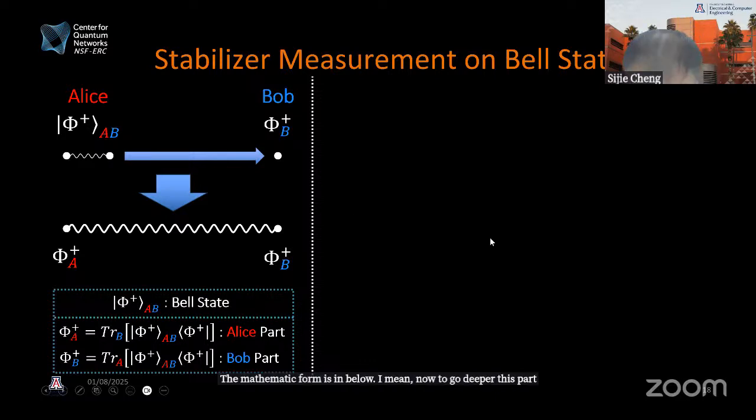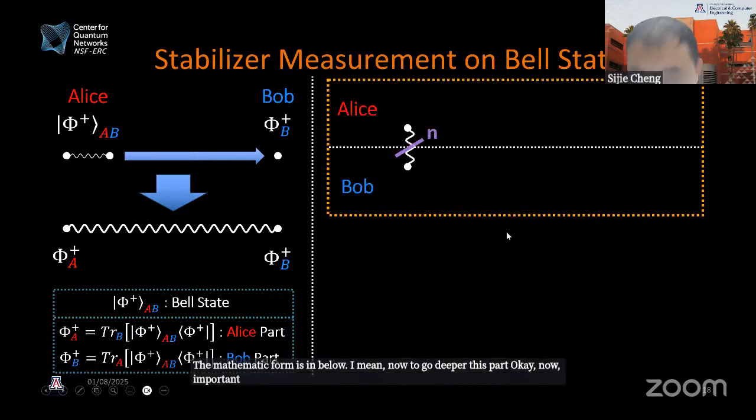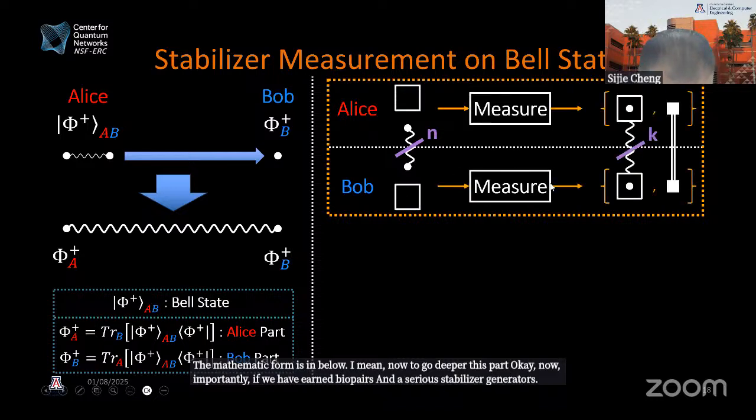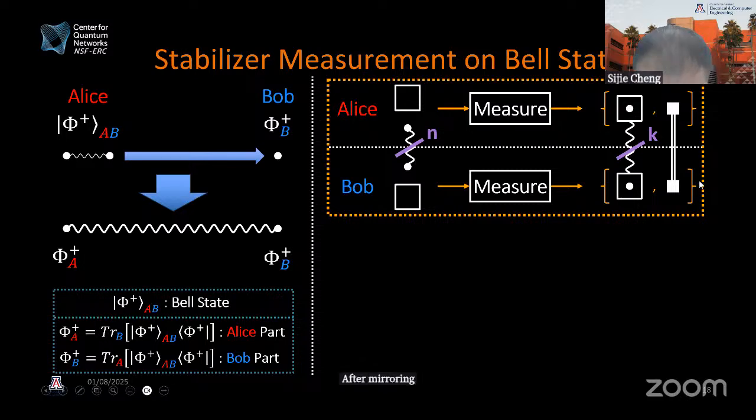Okay, now, importantly, if we have n Bell pairs and a series of stabilizer generators, after measuring, we can get k coded Bell pairs and the stabilizer size. The stabilizer measurement doesn't break up the Bell pairs, and the pairs are protected by the stabilizer.